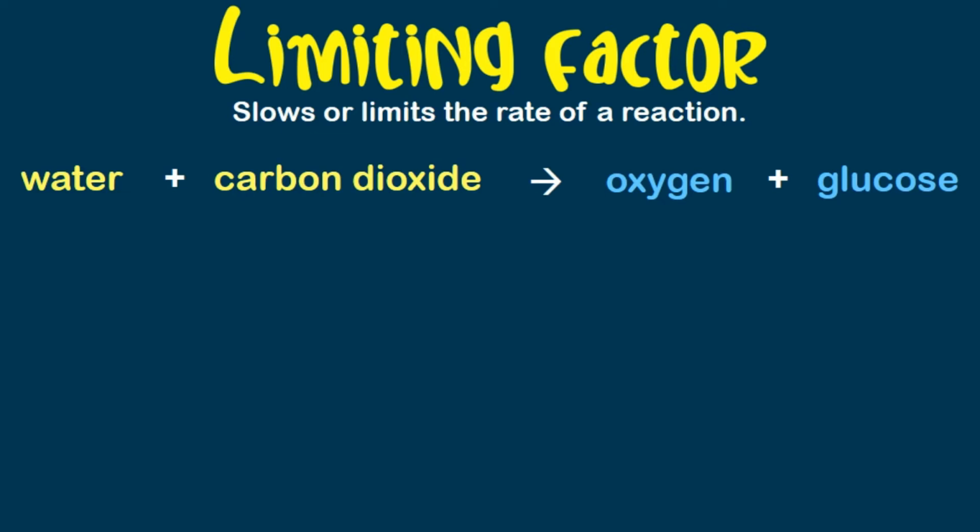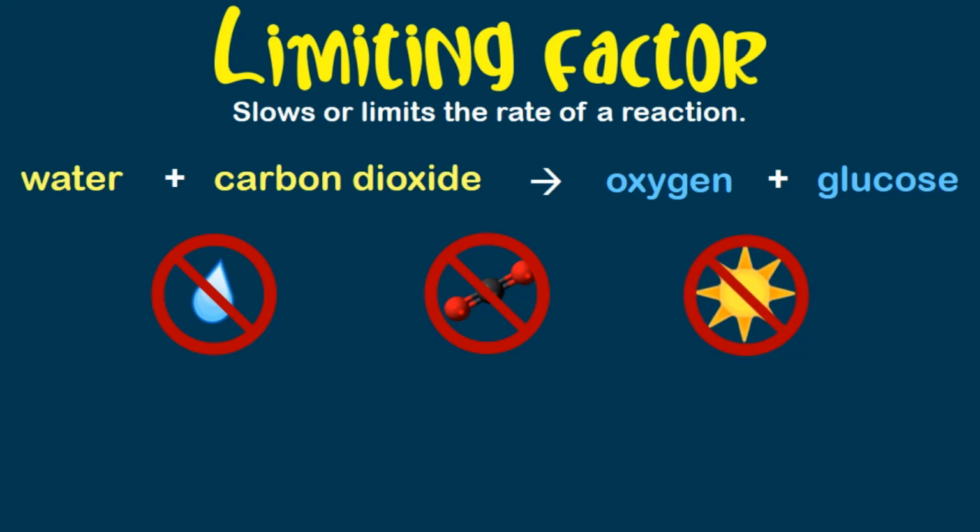So you also need to know what a limiting factor is, and that's anything that can slow or limit the rate, that's like the speed of a reaction. So here's photosynthesis again. If I took away the water, then the reaction can't happen at its fastest because it needs that water. So that's one example of a limiting factor. If I took away the carbon dioxide, then same thing, it will slow it down. That's another example of a limiting factor. Or if I took away the light, or I limited the amount of light, that's another limiting factor.